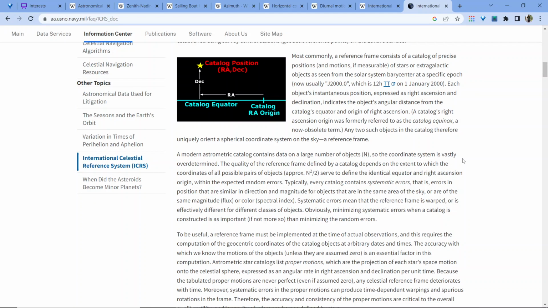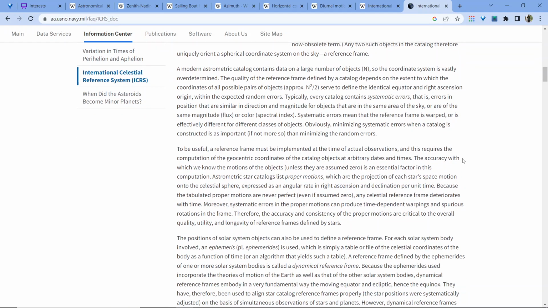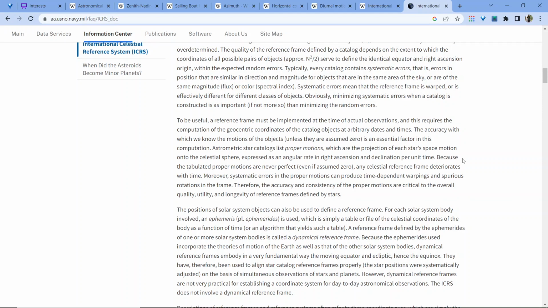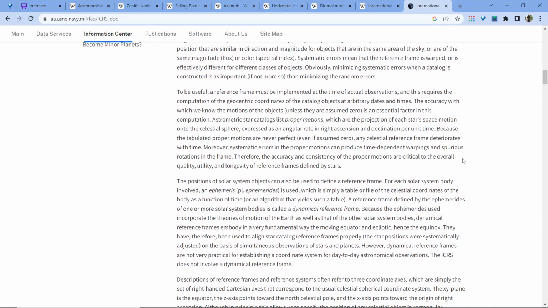To be useful, a reference frame must be implemented at the time of the actual observations. This requires the computation of the geocentric coordinates of the catalog objects at arbitrary dates and times. Thus, the accuracy with which we know the motions of the objects, unless they are assumed zero, is an essential factor in this computation. Astrometric star catalogs list proper motions, which are the projection of each star's space motion onto the celestial sphere, expressed as an angular rate in right ascension and declination per unit time. Because the tabulated proper motions are never perfect, even if assumed to be zero, any celestial frame deteriorates with time. Moreover, systematic errors in the proper motions can produce time-dependent warpings and spurious rotations in the frame. Therefore, the accuracy and consistency of the proper motions are critical to the overall quality, utility, and longevity of reference frames defined by stars.